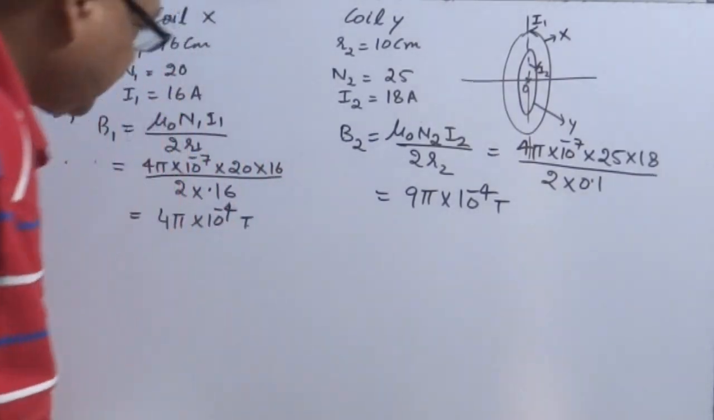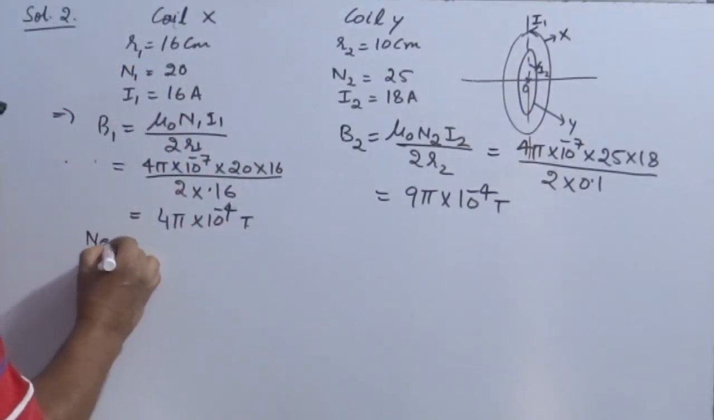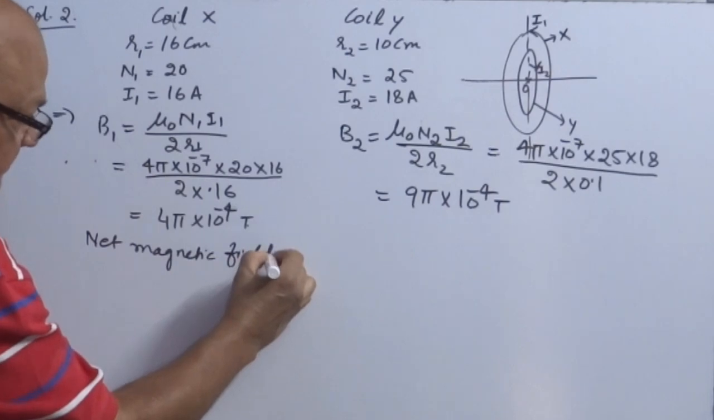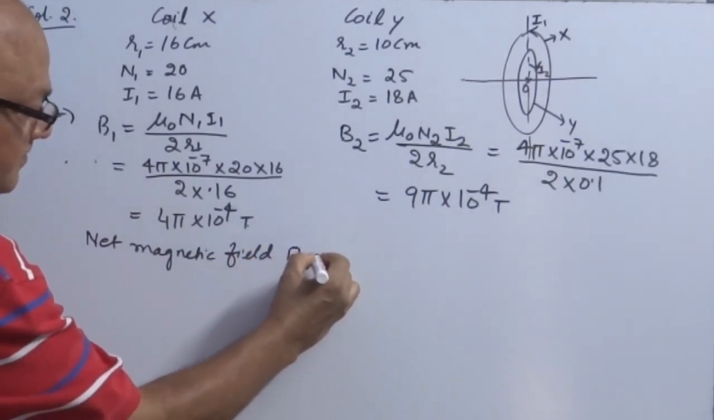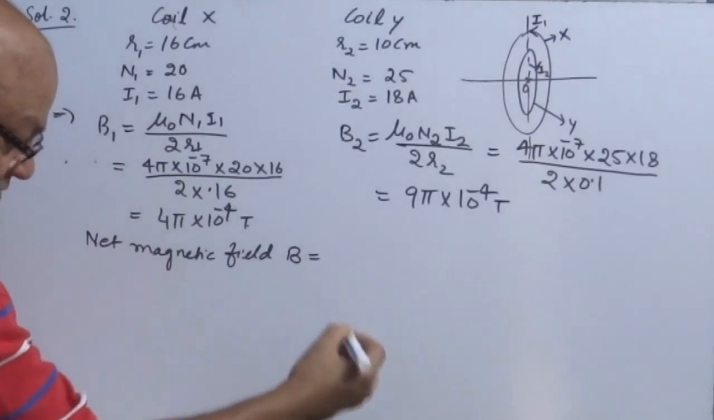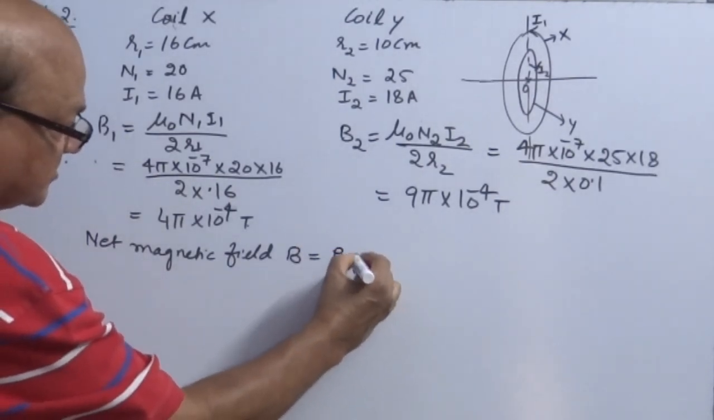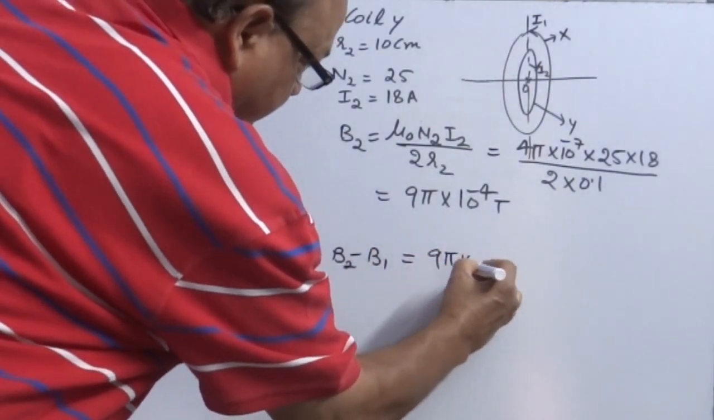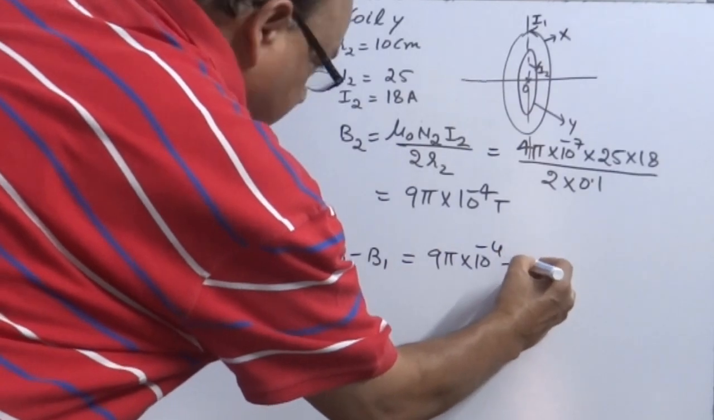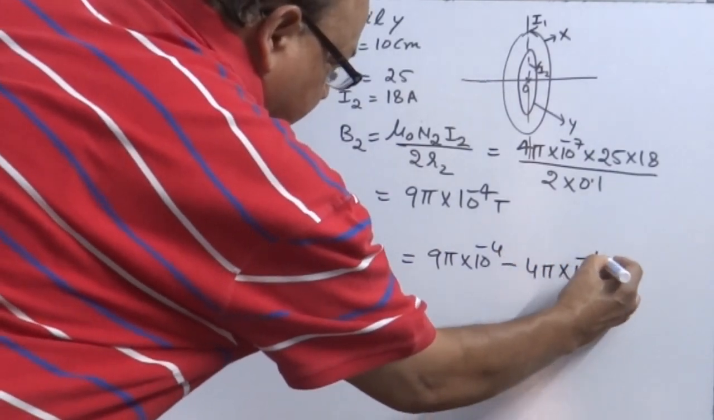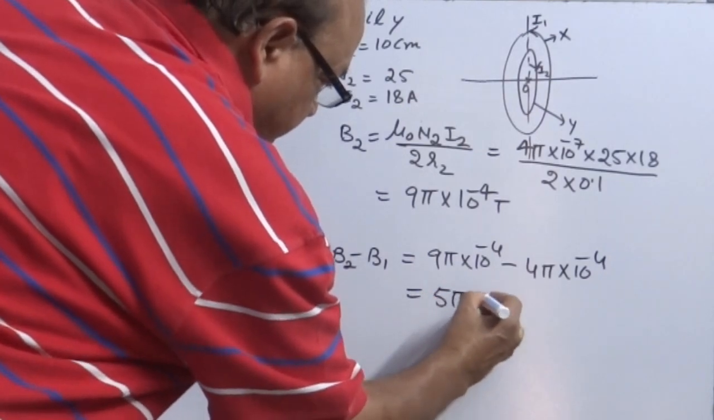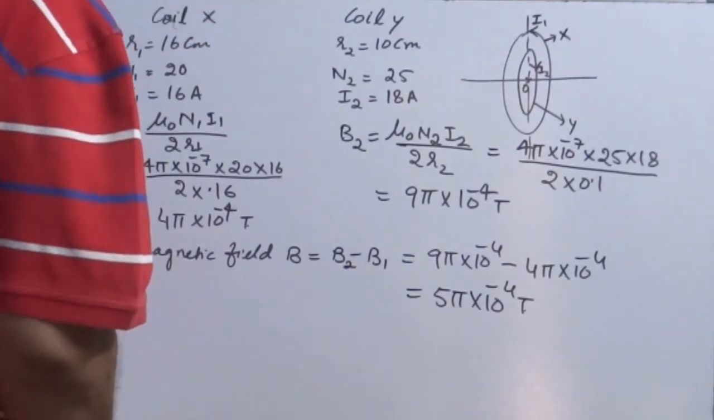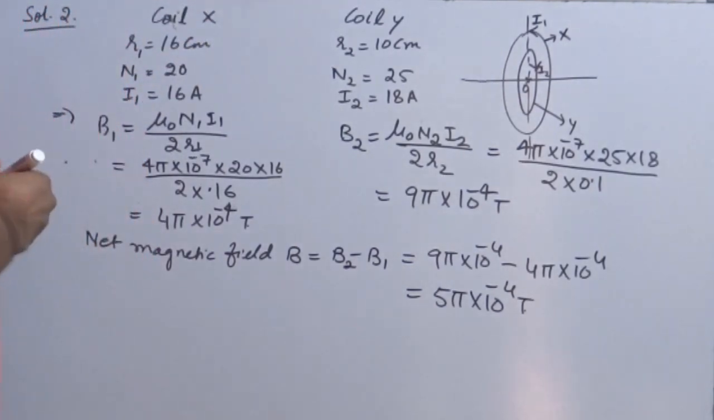So the net magnetic field will be equal to, which one is greater? B2. So B2 minus B1. So what you will have? 9 pi into 10 raised to the power minus 4 minus 4 pi into 10 raised to the power minus 4, 5 pi into 10 raised to the power minus 4 Tesla. That's the magnitude.